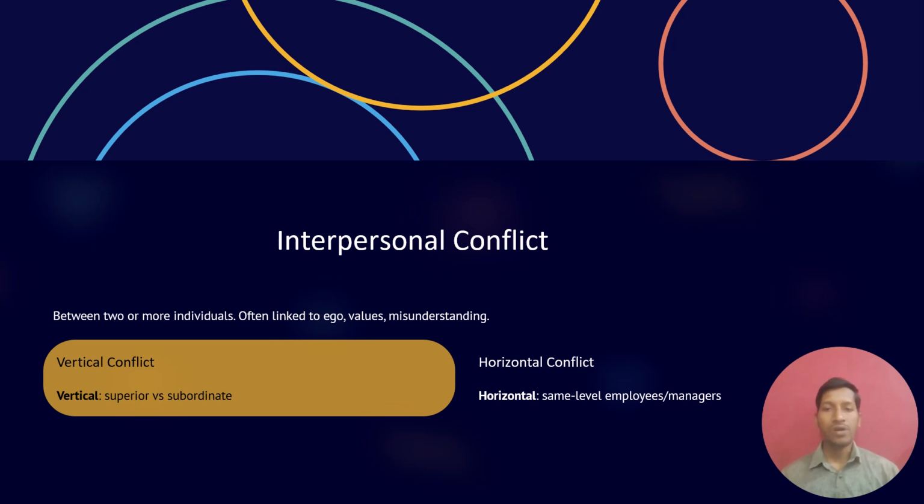Horizontal conflict occurs between people at the same level, for example, two managers in different departments. Since they often have to share information or ask for advice, any friction between them can slow down the entire workflow. The reason for these clashes often comes down to three things: the nature of the people involved, their ego states, and their differing value systems.